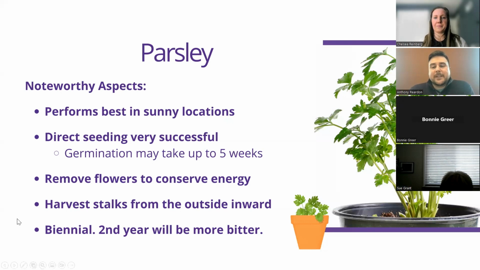And then this plant specifically, if you don't want to harvest the entire plant at once, or if you want to keep picking from it, harvesting the stalks from the outside inward is going to help you out, because those new stalks are going to appear in the middle as it continues to grow. This is a biennial plant, so the second year will be more bitter for that reason. A lot of people will actually use this as an annual, and they'll replant every year. Next slide.